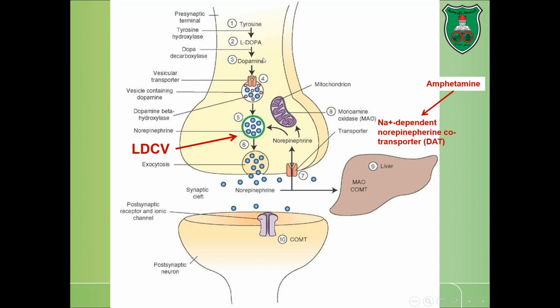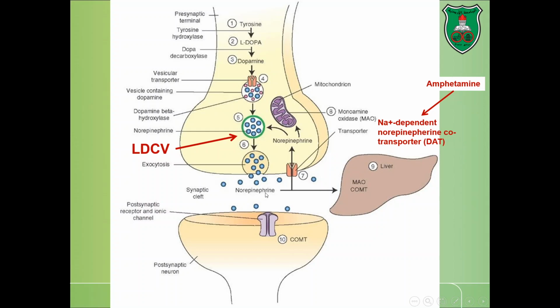Now, in terms of norepinephrine, dopamine is packaged into vesicles, which are converted into large, dense core vesicles. Now, inside these vesicles, you have the enzyme that is required for converting dopamine into norepinephrine, dopamine beta-hydroxylase. And then norepinephrine is packaged into these vesicles that fuse with the plasma membrane and release it.